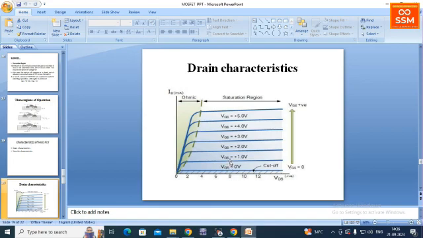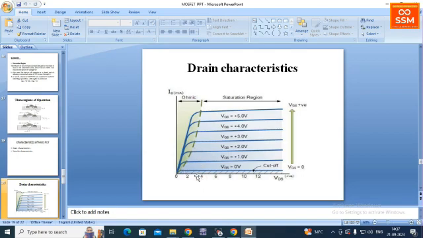Now we increase the gate source voltage constantly and measure the current. Initially the current increases linearly. If the voltage increases, the current also increases. This is measured for different values of VGS, and in this region they are linearly proportional. If VDS increases, the drain current ID also increases. So this linear region is called the ohmic region, non-saturation region, or linear region.